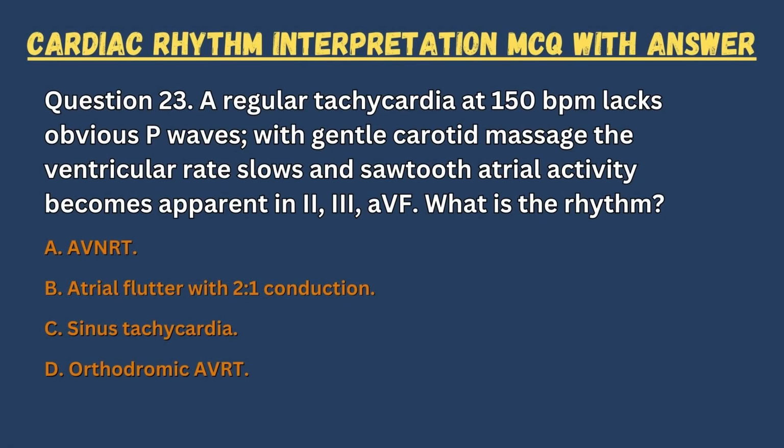Question 23. Irregular tachycardia at 150 BPM lacks obvious P waves. With gentle carotid massage, the ventricular rate slows, and sawtooth atrial activity becomes apparent in II, III, aVF. What is the rhythm? A. AVNRT. B. Atrial flutter with 2:1 conduction. C. Sinus tachycardia. D. Orthodromic AVRT.